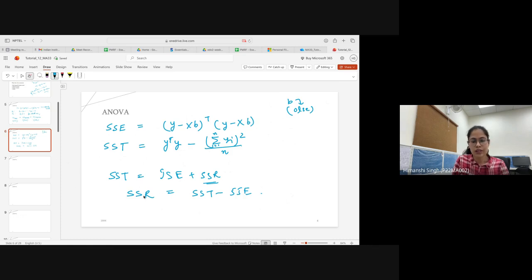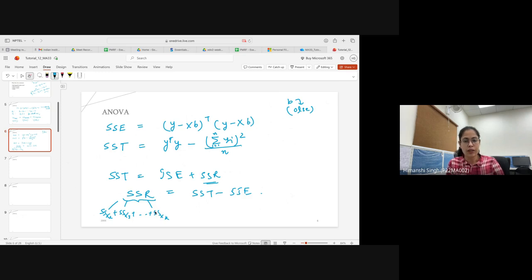Also, for this due to regression, we have k minus 1 explanatory variables. So this SSR is basically partitioned into k minus 1 parts. That is, the sum of squares due to x2 plus the sum of squares due to x3 till the sum of squares due to xk. The sum of squares due to the different xi's sums out to be SSR. So this is the sum of squares.